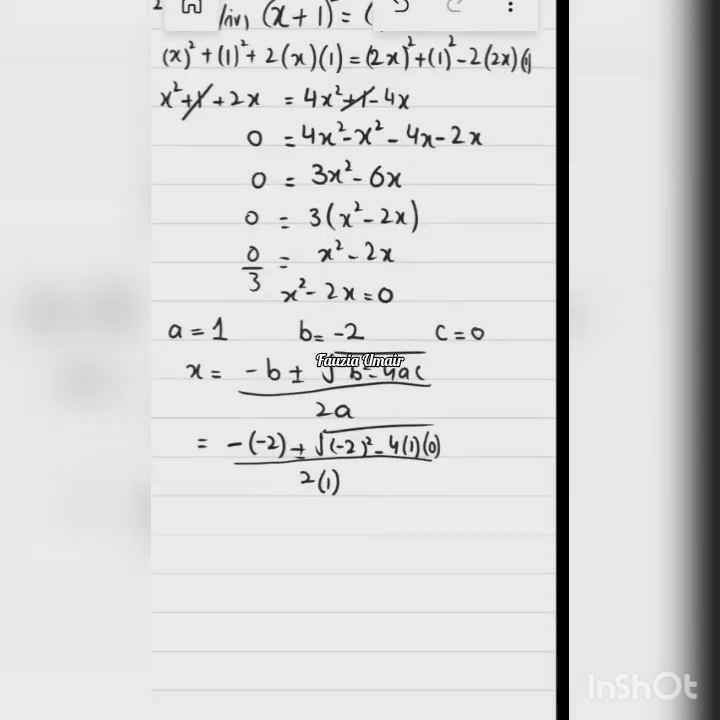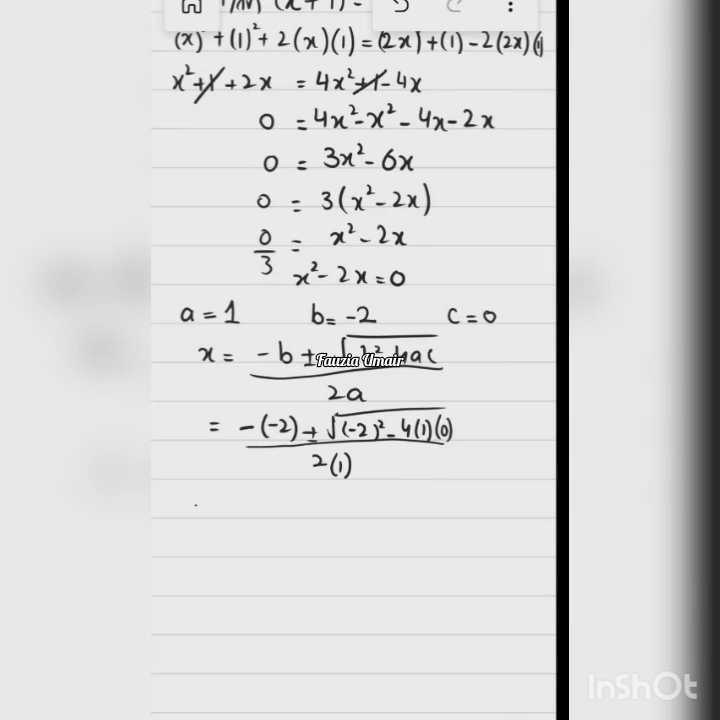All right. So now minus into minus 2 is 2 plus minus. So what is minus 2 whole square? It is 4. And what will be this value? 4 into 1 into 0. No, it is 0, because when 0 is multiplied with any number, it will be 0. Divided by 2. So now we are having only 4 in this root, divided by 2.